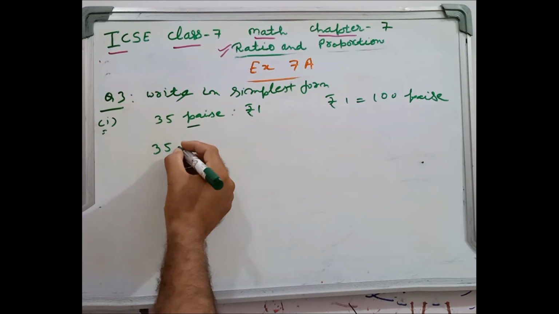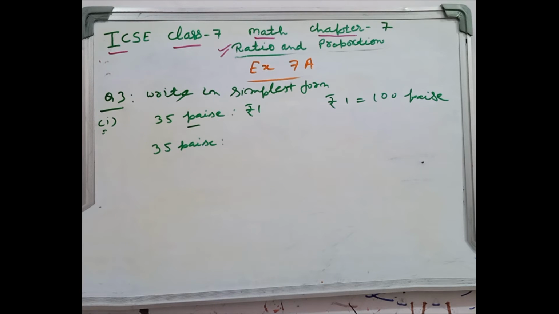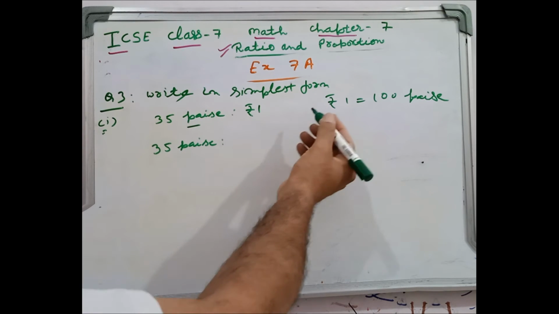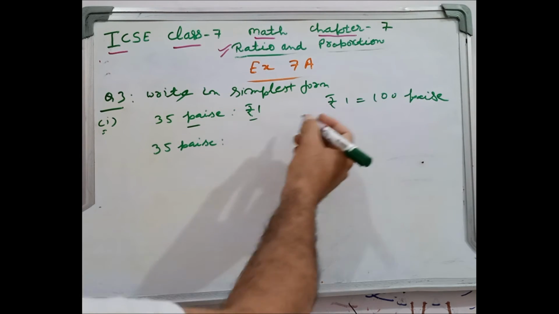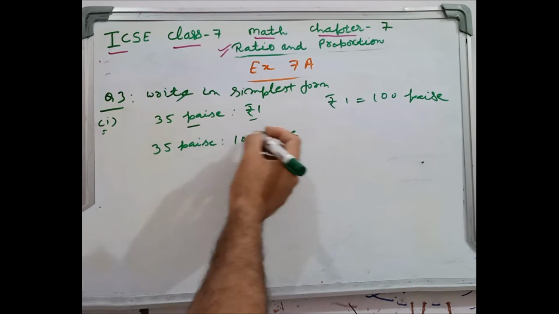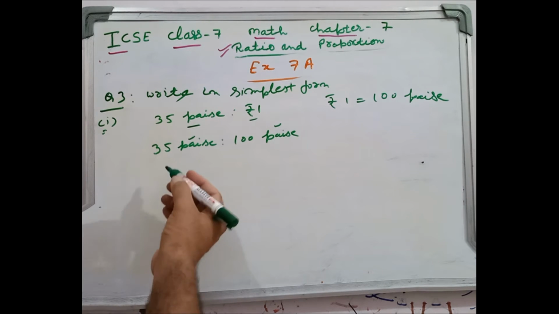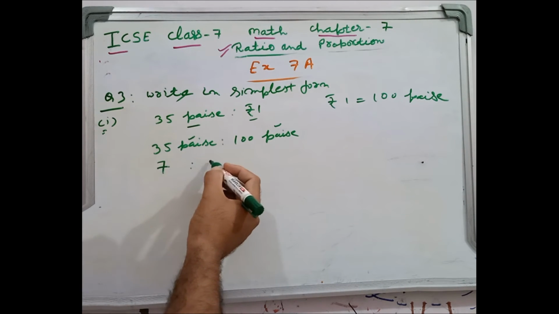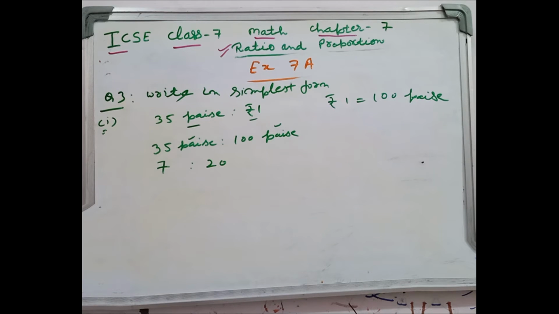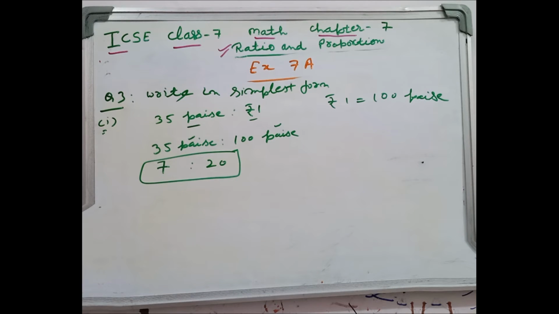For a ratio to be solved, I have told you earlier, their units should be the same. Rupees 1 converted into 100 paise. So this is paise, this is paise. So now we can solve them. On which table are they going? 5 7s are 35, 5 4s are 20. So this is our required answer, right?